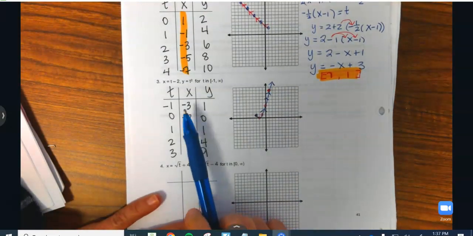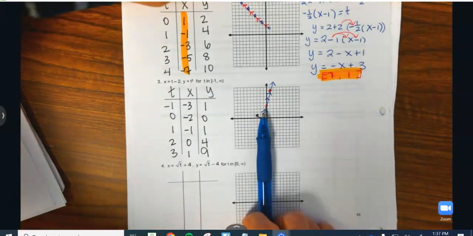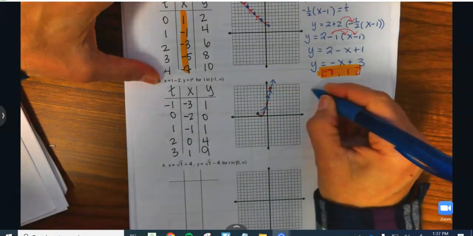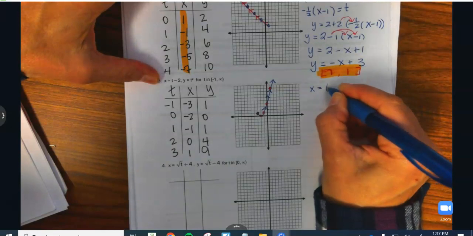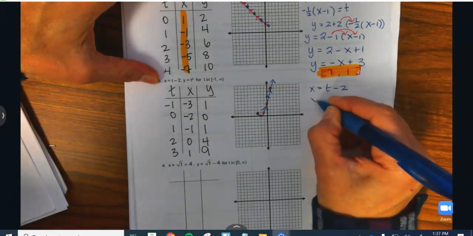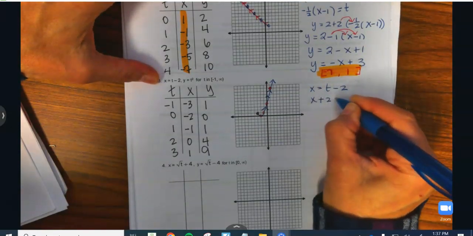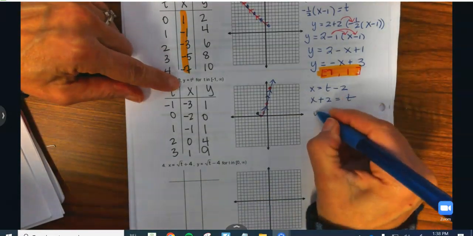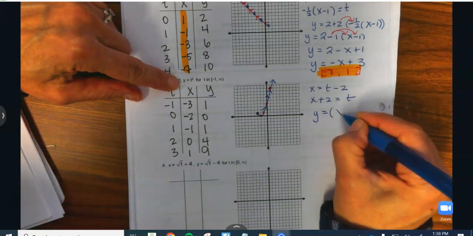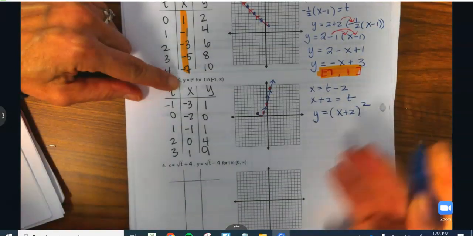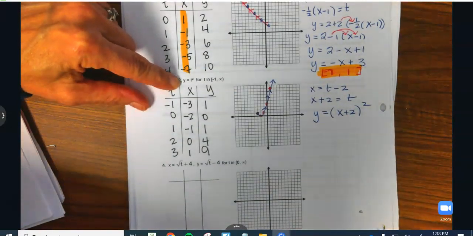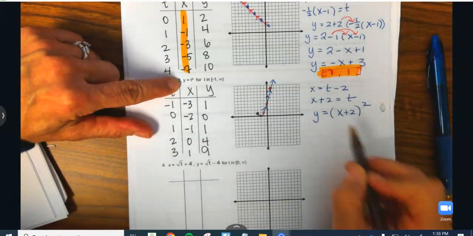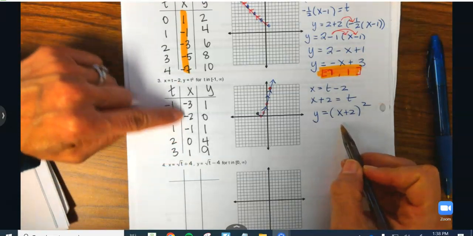Part A, part B, now on to part C. So we are going to take the x equation and solve for t. That's not too bad. We're just going to move that 2 over. All right, now we're going to take it and plug it into the y, and the y is squared. So this is going to be x plus 2 squared, and it's fine. You guys can leave it like that. You can FOIL it out if you want, but you don't have to. But what you do have to do is write the domain.